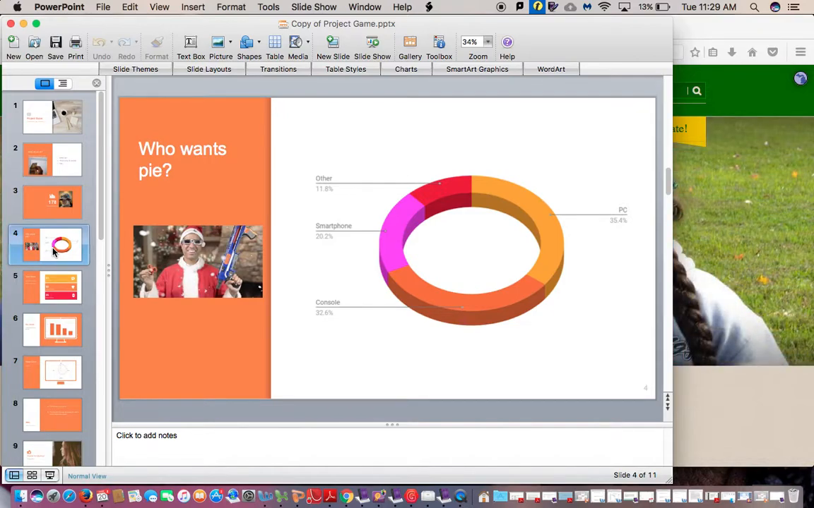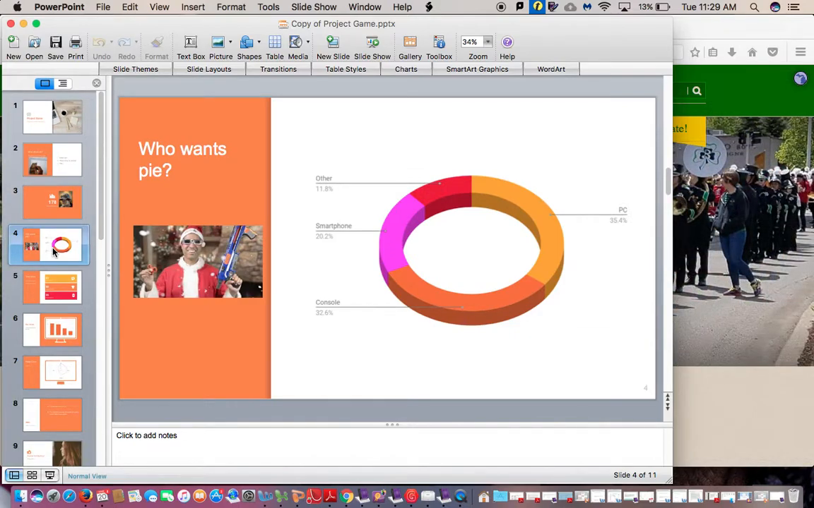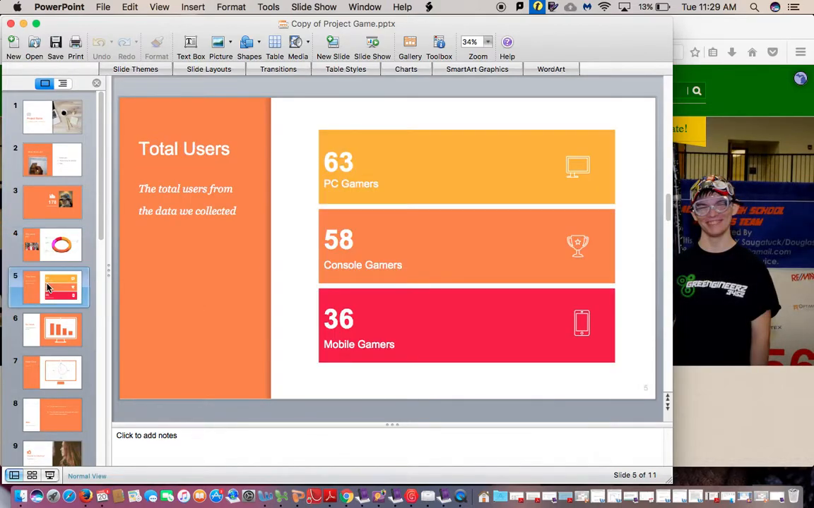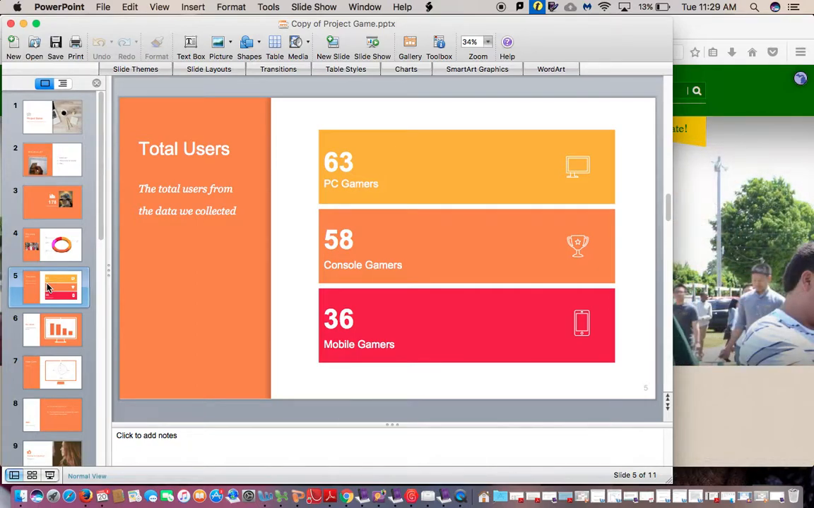So we have a pie chart for how many people took the survey. 20% used smartphone for gaming, 32.6 used console, and PCs 35.4, and others 11.8, which includes any sort of Nintendo or any other handheld or any other sort of console. Okay. The total users from the data we collected, 63 users were PC gamers, 58 users were console gamers, and 36 users were mobile gamers.